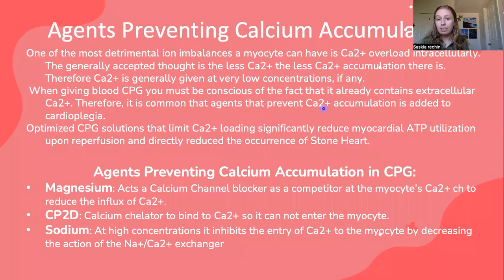Next, we have agents that are going to prevent calcium accumulation. We talked about how detrimental calcium is, and it has multiple detrimental effects. So limiting that is very ideal. It also allows for more ideal recovery, as well as limiting the occurrence of stone heart, which is very much a goal for cardioplegia. Some of these agents are going to be magnesium, which is why it's a very common additive. It does so many things, but it is a calcium channel blocker and competitor. CP2D acts as a calcium chelator, so it's just limiting the available calcium for entry to the myocyte. And then sodium itself is a competitor, blocking the entry of calcium into the myocyte by decreasing the action of the sodium-calcium exchanger.